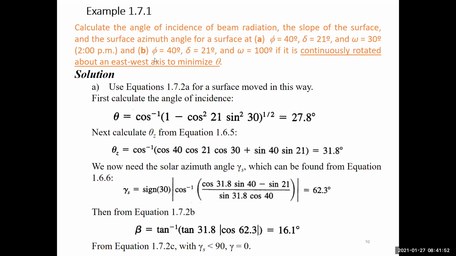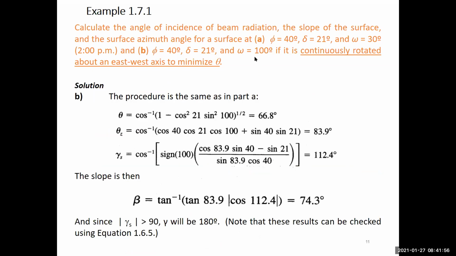Part B of the example is if everything is the same as you can see here, but the value of omega is different. And this is what we do here. We have just substituted omega equal to 100, from which we can get the values of theta, theta z, and gamma s, as well as beta. The point in these examples is that it shows you how you can use different expressions of the angle of incidence depending on the nature of the surface that you are dealing with.